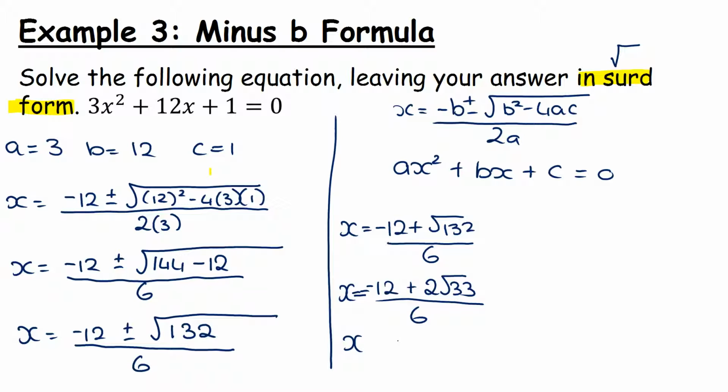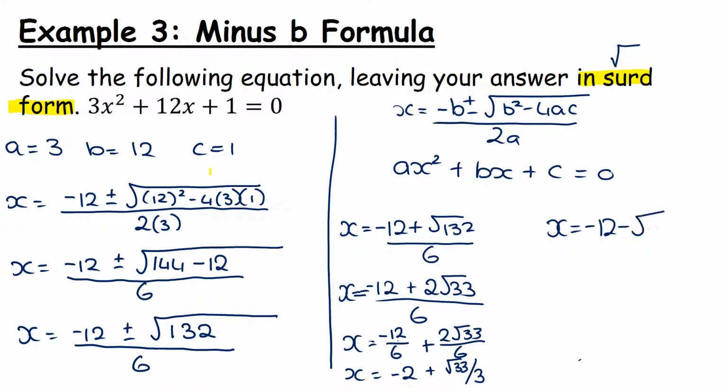So x equals minus 12 over 6 plus 2 root 33 over 6. So that simplifies to minus 2 plus root 33 over 3. And now we can work with the negative. So x equals minus 12 minus square root of 132 all over 6. And working in the exact same way, we'll get x equal to minus 2 minus root 33 over 3.